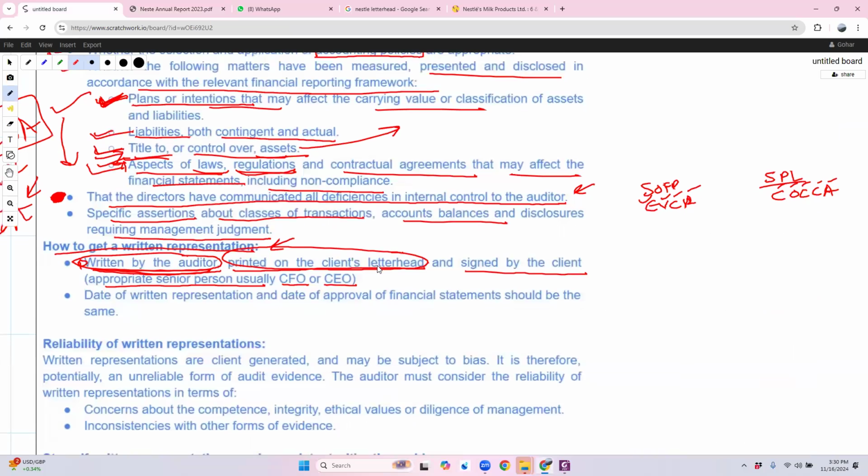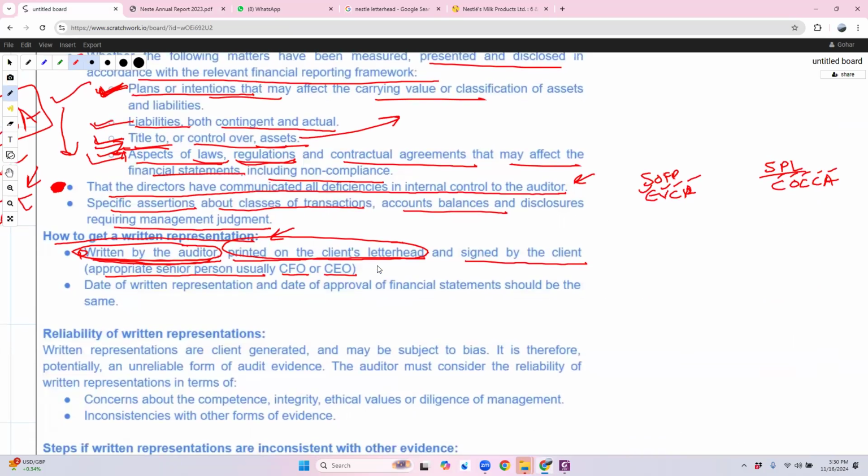So every single company has their own letterhead. And again, you will have to print this on the client's letterhead. And who signs it? Who signs the written representation?